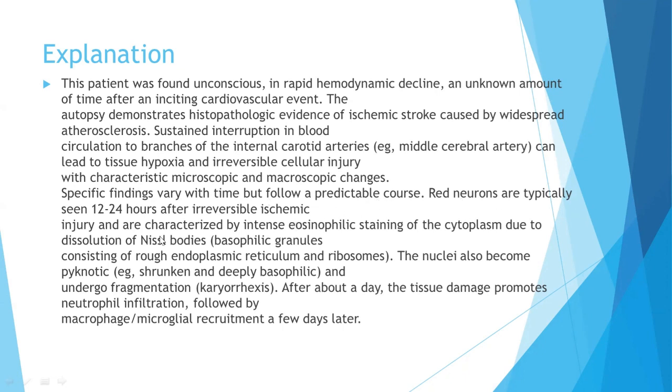Red neurons are typically seen 12 to 24 hours after irreversible ischemic injury and are characterized by intense eosinophilic staining of the cytoplasm due to dissolution of Nissl bodies, which are basophilic granules consisting of rough endoplasmic reticulum and ribosomes. The nuclei also become pyknotic, that is shrunken and deeply basophilic, and undergo fragmentation, that is karyorrhexis. After about a day, the tissue damage promotes neutrophilic infiltration, followed by macrophage and microglial recruitment a few days later.